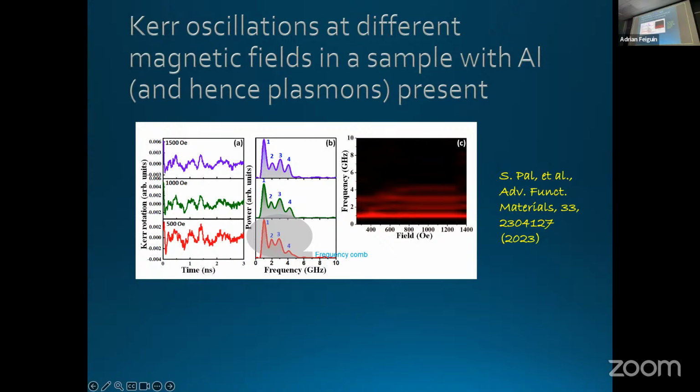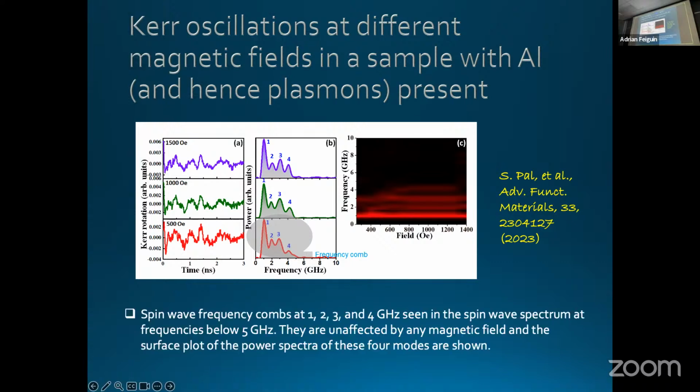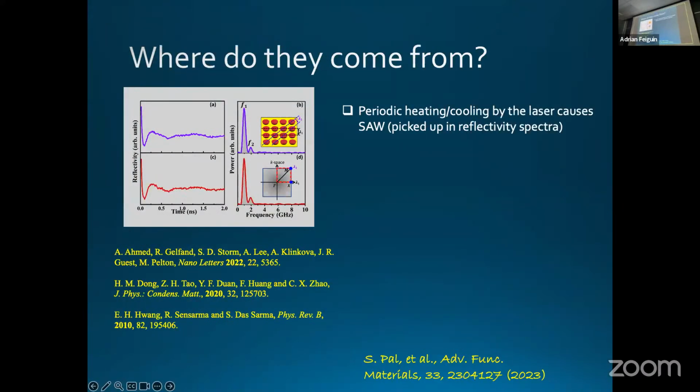So these are not Kittel modes for sure, because they have no magnetic field dependence. They're equally spaced in frequency. So where do they come from? That is very intriguing. They are unaffected by magnetic field, and the surface plot of the power spectra is shown here, and you can see that the teeth span 2 octaves. So they go from 1, 2, 3, and 4, so 2 octaves at micro frequencies. Optical frequency combs occur at optical frequencies. This is a completely different frequency range, micro frequencies. So where do they come from?